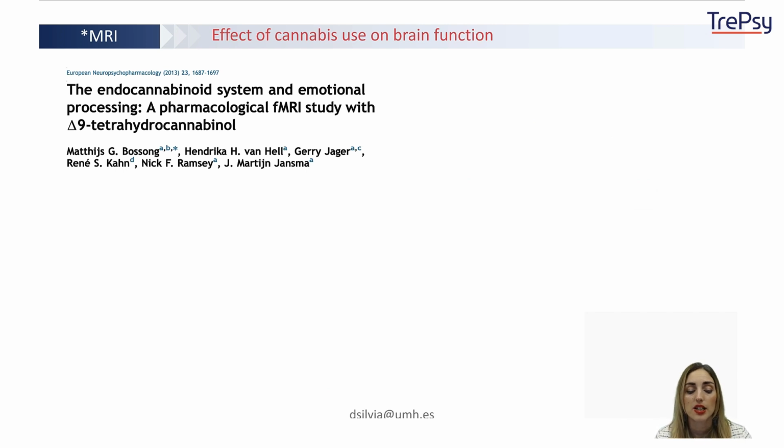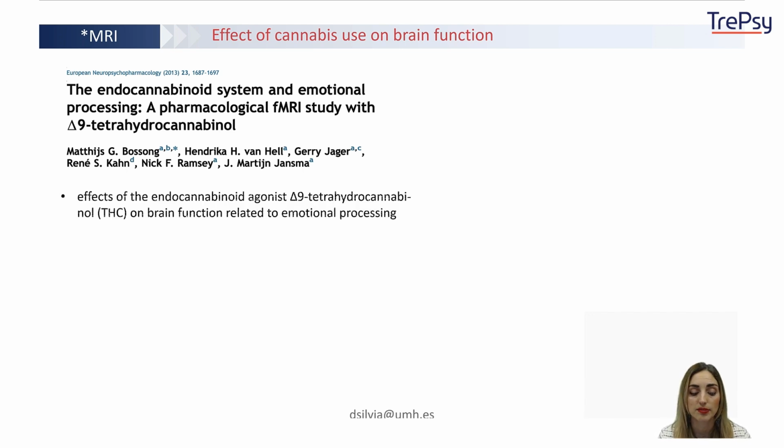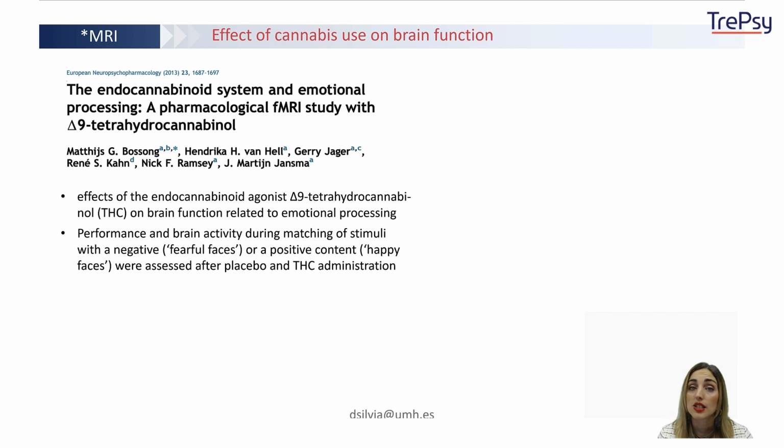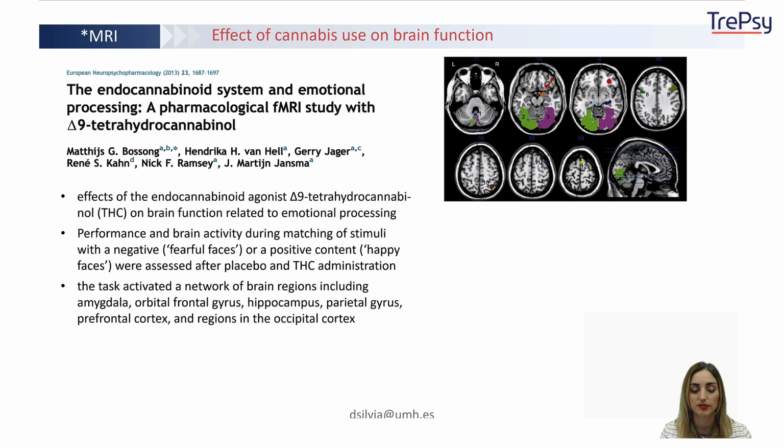Another paper going in a similar direction, on the effect of cannabis use on brain function, is this fMRI study, in which the acute effect of tetrahydrocannabinol, THC, which is an endocannabinoid agonist, on brain function is quantified in relation to emotional processing. To do this, the authors measured the performance and reactivity during matching of stimuli with a negative or a positive content, fearful or happy faces, after placebo or THC administration.